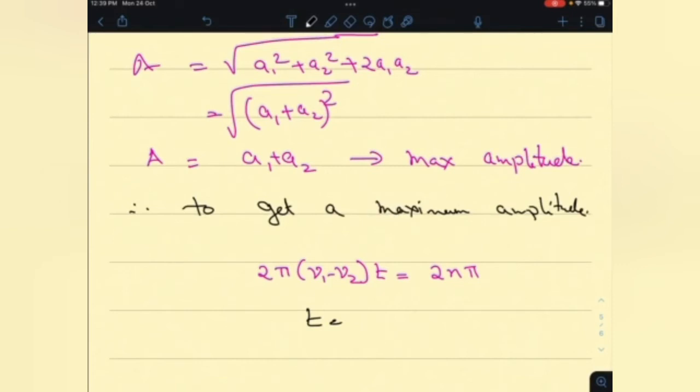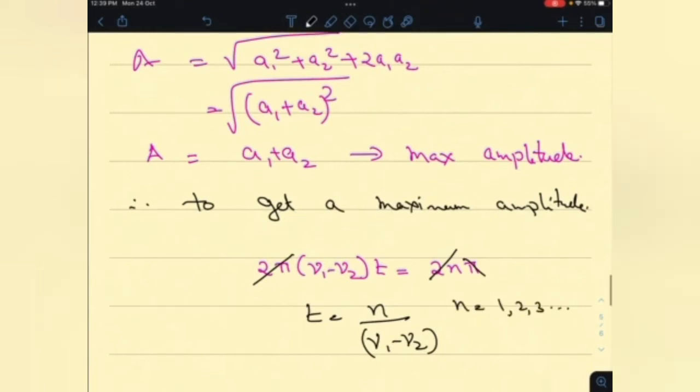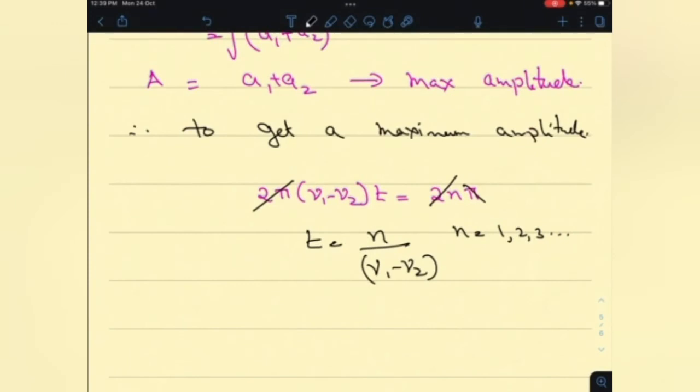So what is the condition for maximum amplitude? n can be 0, 1, 2, 3. So it is 0, then 1/(ν1 − ν2), then 2/(ν1 − ν2), etc.